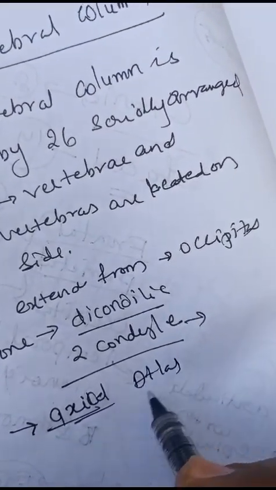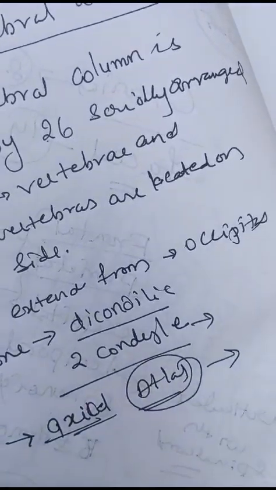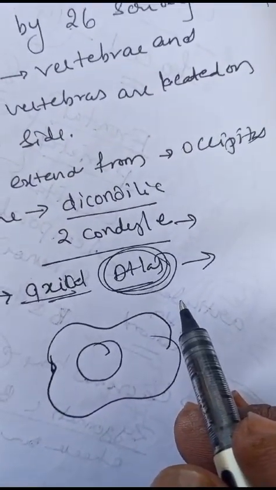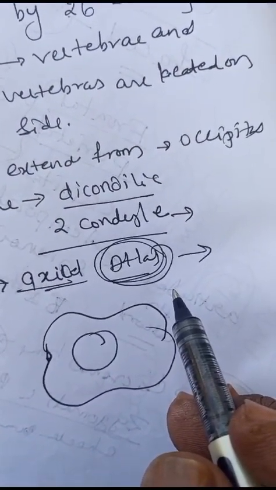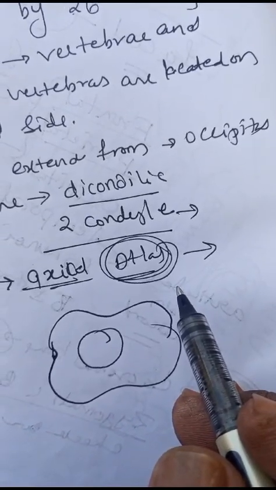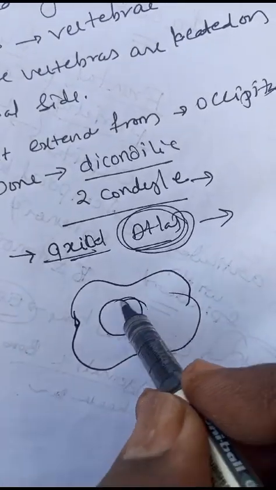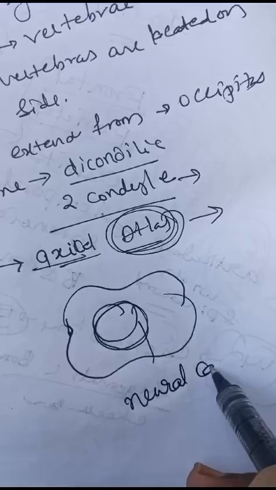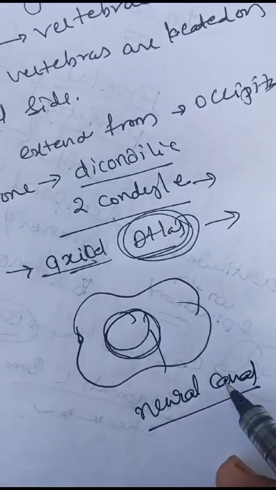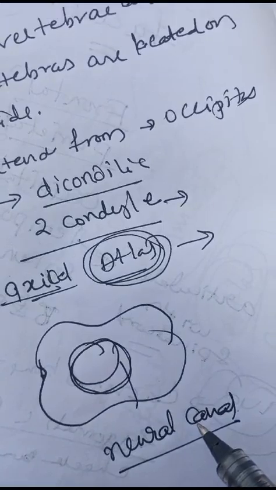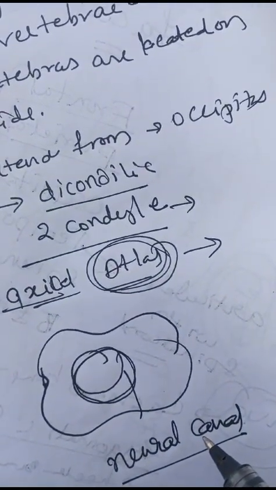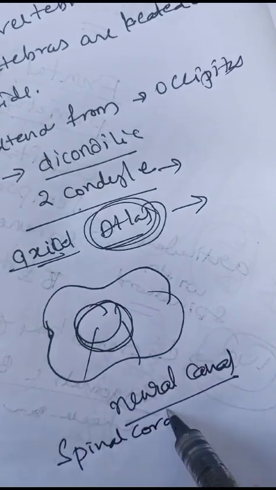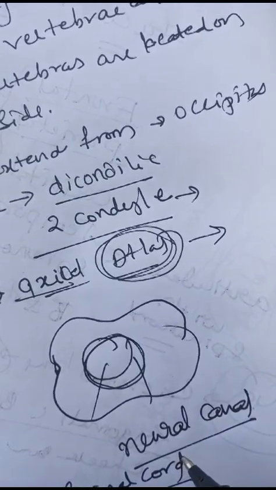First one is atlas. First cervical vertebra, atlas. They are attached with the atlas. Each vertebra has a main part, a central hollow portion, that is called the neural canal. What is the use of the neural canal? Spinal cord passes through it.